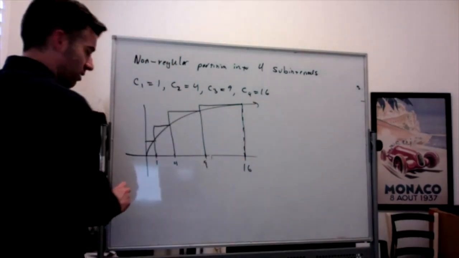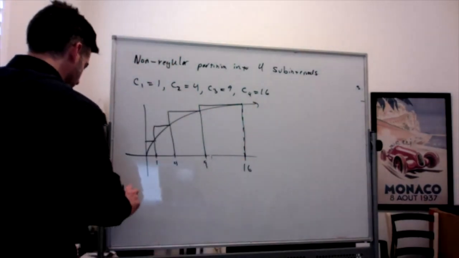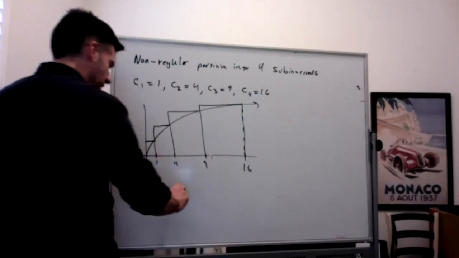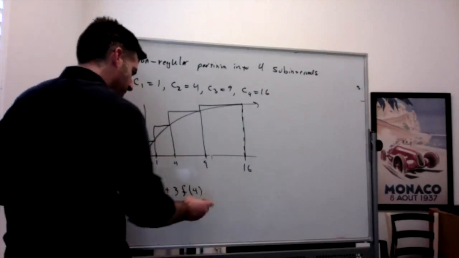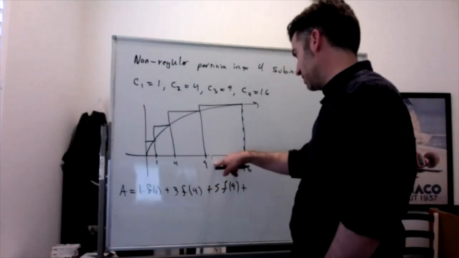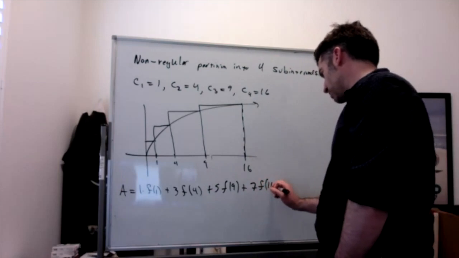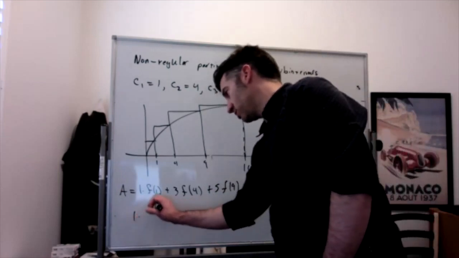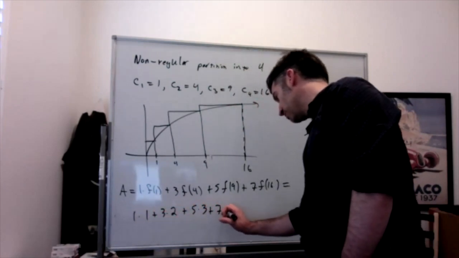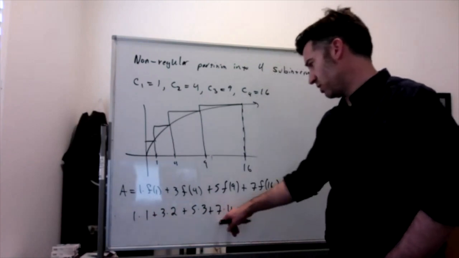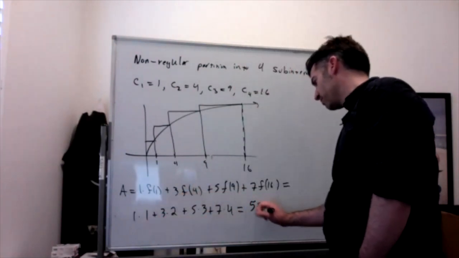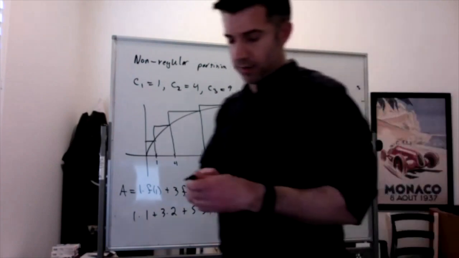So my estimate here using this non-regular partition is going to be the base is 1 times the height f of 1. The base is 3, the height is f of 4. The base is 5, the height is f of 9. And the base is 7, the height is f of 16. That's going to give me 1 times the square root of 1 plus 3 times the square root of 4 plus 5 times the square root of 9 plus 7 times the square root of 16, which is going to be what? 28 plus 15 is 43 plus 7 is 50. Also an overestimate. All right.